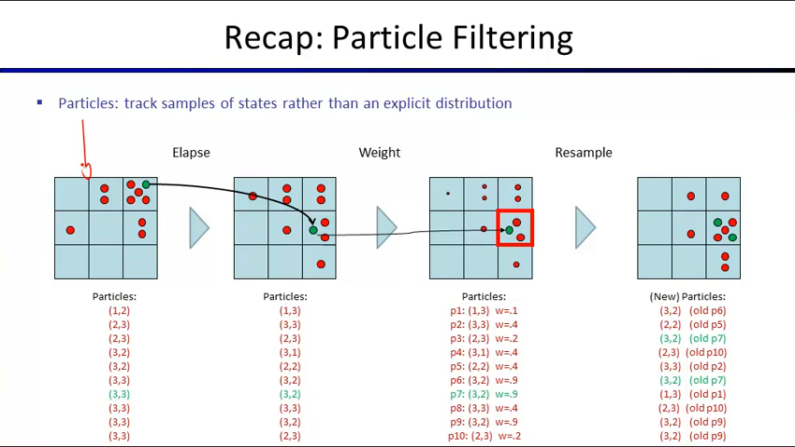Elapsing time means just forward simulating, but it's a stochastic simulation. Loop through all your particles, stochastically simulate forward. When evidence comes in, you reweight, which means you now have weights associated with each particle.